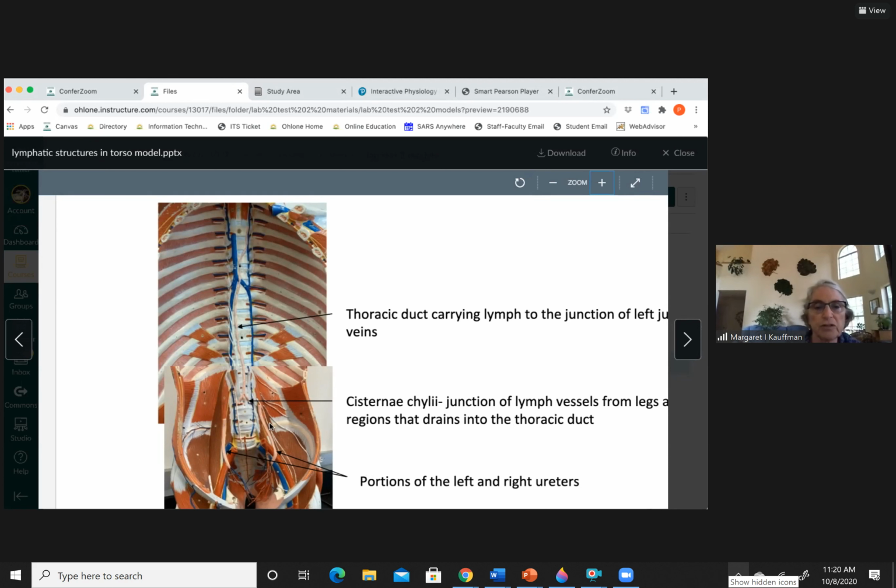These pink, just so you don't think pink is anything, these pink is always lymphatic. These pink are actually parts of the ureter, so we'll come back to them in the urinary system. And all of these pink things are meant to be sympathetic nerves. So the only parts you need to know for this are these 2 parts, the thoracic duct and cisterna chyli.